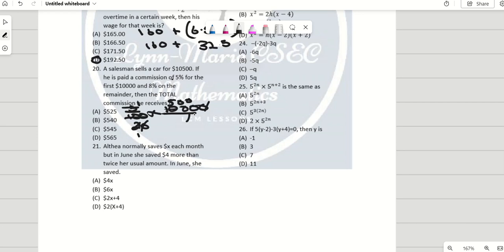Let's say 8% of the remainder. What is the remainder after you take out 10,000 from 10,500, right? So that's 8%, 8 over 100 multiplied by 500 over 1. 8 fives are 40. So, for 5%, he earns 500. 5% of the first 10,000 is 500. And 8% of your 500 is 40. So 500 plus 40 is 540. So B is your answer.